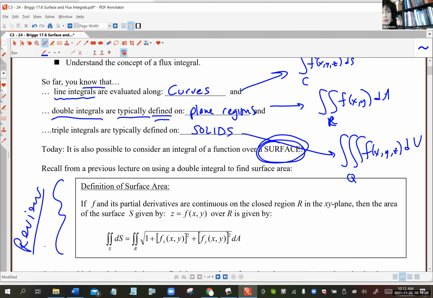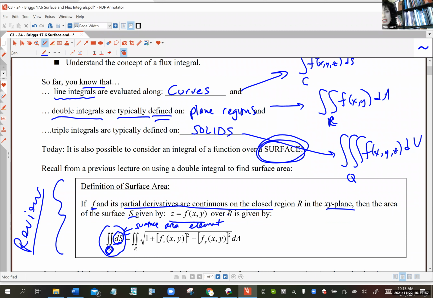Surface area. We did this already. I even did a whole proof on this and developed it for you. But here's the deal. If you've got a surface represented by z equals f(x,y), and you've got continuous partial derivatives on a closed region R in the xy plane, then the area of the surface, S, is given by this surface integral. So notice there's an S down there, and this dS is representing the surface area element.